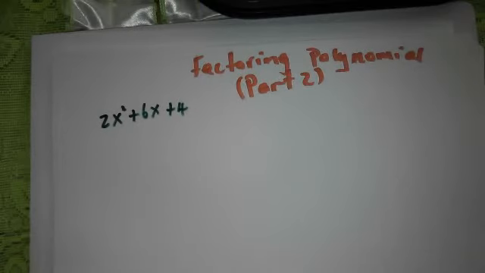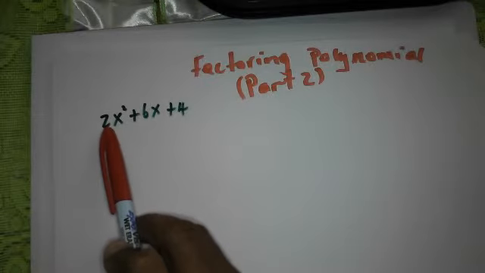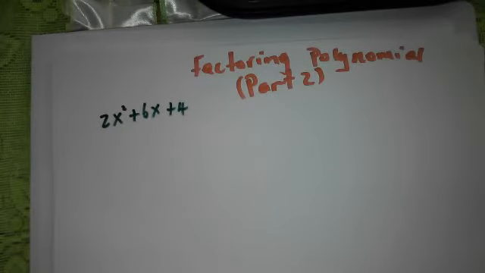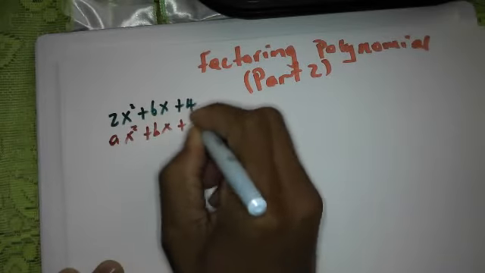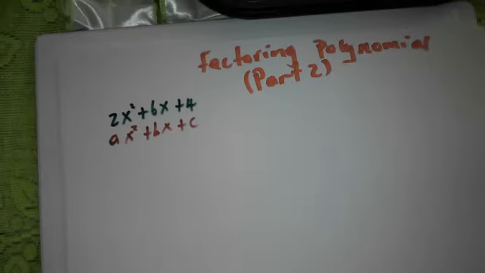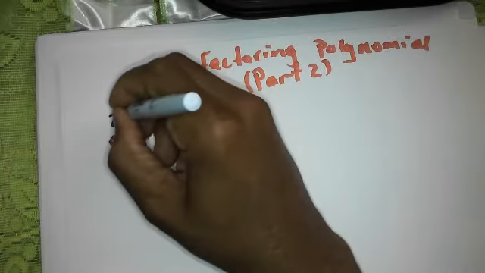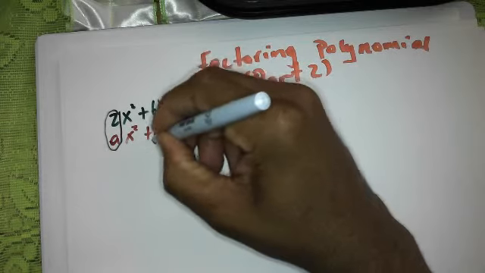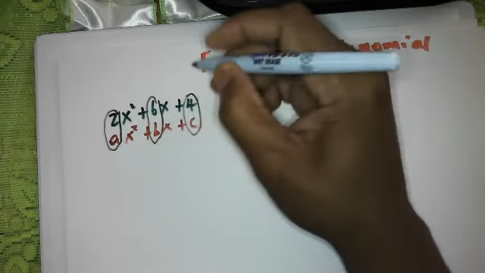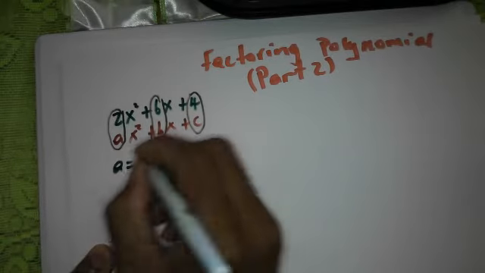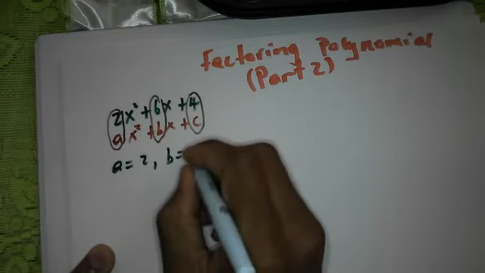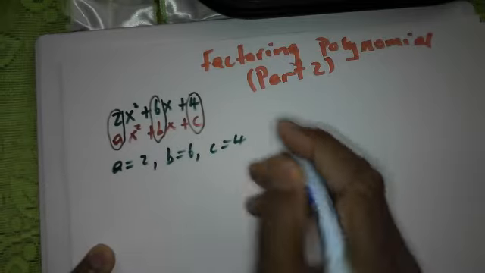This video is about factoring polynomials, and it's mainly about when our a value is greater than 1, when it's not 1. Okay, so if we go back to the general form, it is ax squared plus bx plus c. So our a value here, let's look at corresponding terms, the terms that match up. So we see that a equals 2, b equals 6, and c equals 4.